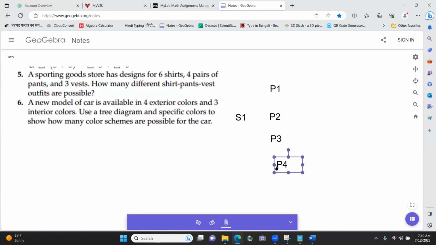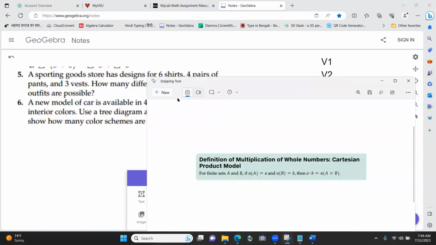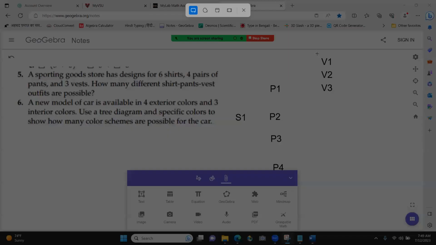Right? Then each pair can be paired up further with vest 1, vest 2, vest 3. Right? And you can see how tedious it gets really fast. Vest 1, vest 2, and vest 3. It's already getting very, very messy, isn't it? Very messy. So be a little patient. We'll see what we can do here.